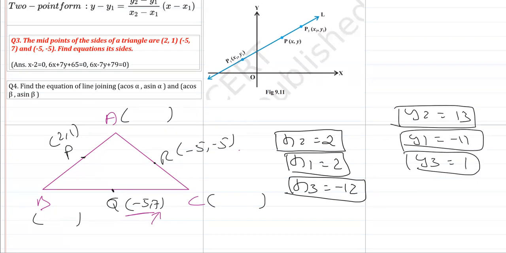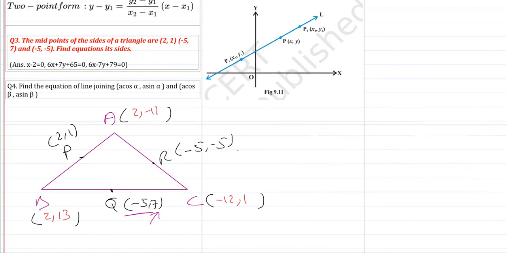So in the next step, I can replace x1, y1, x2, y2 and x3, y3 with their actual values, which is x1, y1 is 2, minus 11; x2 is 2 and y2 is 13, so that is 2, 13. And for x3, y3, x3 is minus 12 and y3 is 1. Now, after this, we will be obtaining the equation of the lines AB, BC, and AC using this relation.